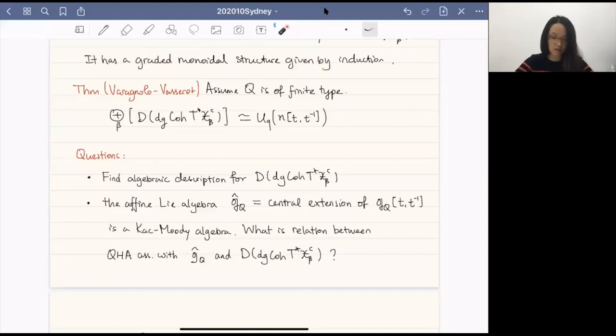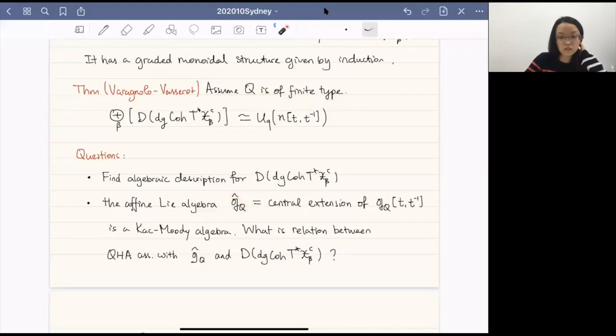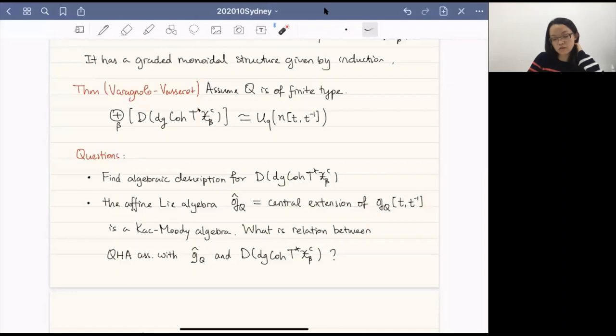But we can ask a further question, which is the following. So we have this Q, which is of finite type. So g_Q is a finite dimensional Lie algebra, and you can consider its affine Lie algebra. This is the central extension of the loop algebra of g_Q[t, t^-1]. And we know that this is a Kac-Moody algebra, right? So at least the first part can be applied to this Kac-Moody algebra, and you get a categorification of the Kac-Moody positive half. And then by this theorem here, you get a categorification of another positive half.